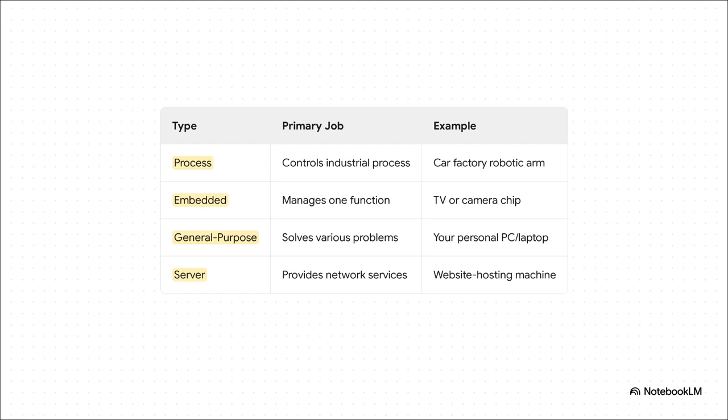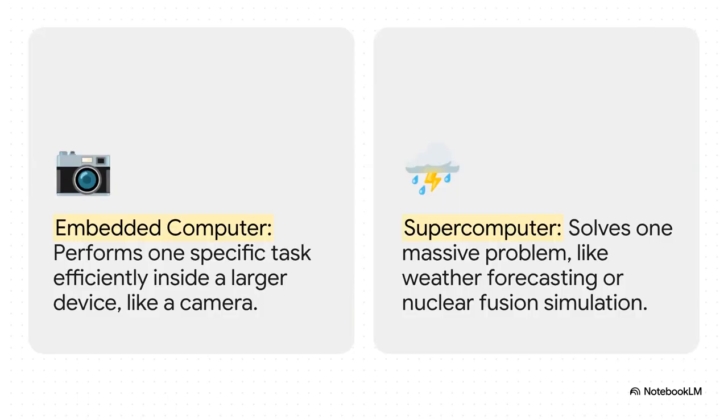First up, you've got your process computers. Think of these as the dedicated specialists of the industrial world, like a robot that does one thing and one thing only, like paint car doors all day. Then there are embedded computers, and these things are everywhere, managing one specific task inside a bigger device, like the little chip that actually makes your digital camera work. Then you have what we all know, general-purpose computers, your PC, your laptop, the jack-of-all-trades designed to do a million different things. And finally, you have servers, the powerhouse machines working behind the scenes, serving up websites and data to all of us.